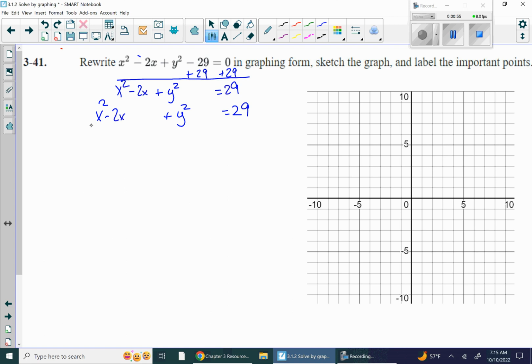All right, we have to do one piece at a time. So we take b and we divide it by 2 and we square it. So negative 2 divided by 2 is negative 1. Negative 1 times negative 1 is 1. So we're going to have to add 1, that magic number, to both sides. So let's put that right here. Plus 1 right here and plus 1 right here.